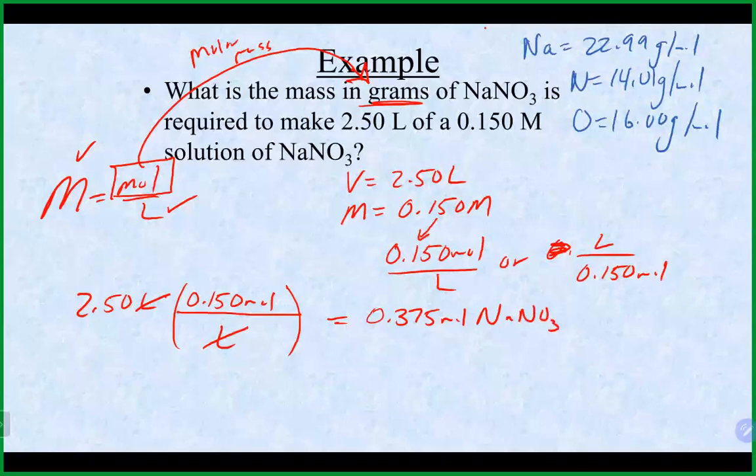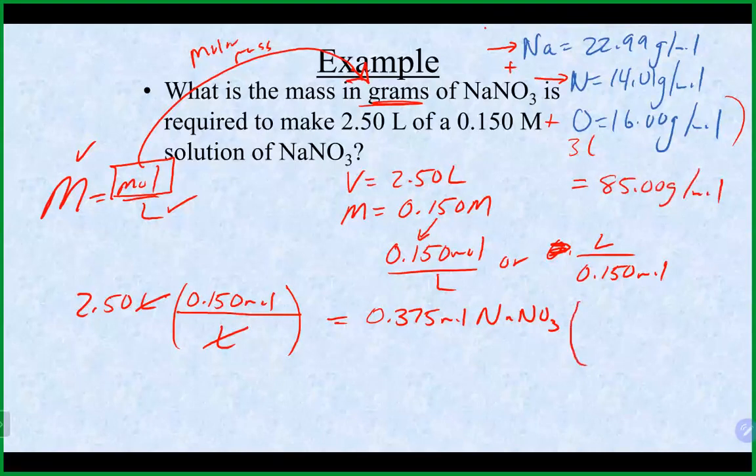Any questions up to there? Now, I can't really measure out the moles, so we do need to get it to grams. So we're going to need the molar mass there of sodium nitrate. So that's going to be basically 22.99 plus 14.01 plus 3 times our 16 there. And if we do that, that's going to give us 85 grams per mole as the molar mass.